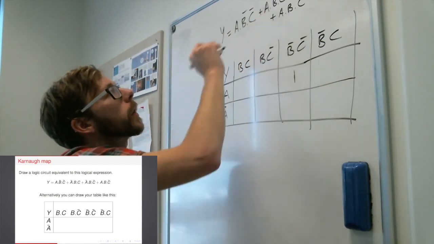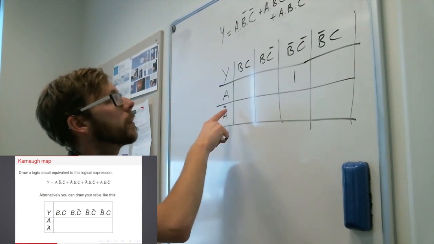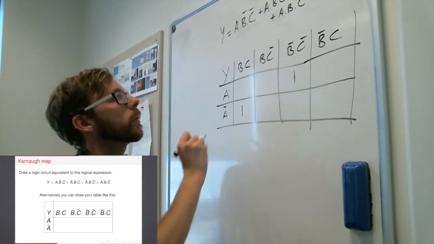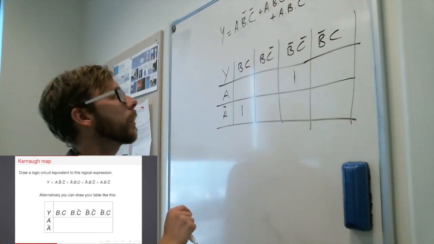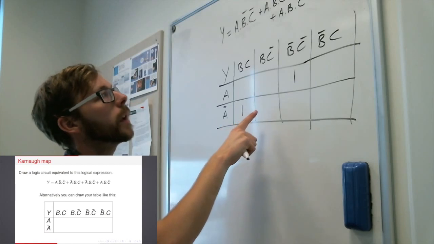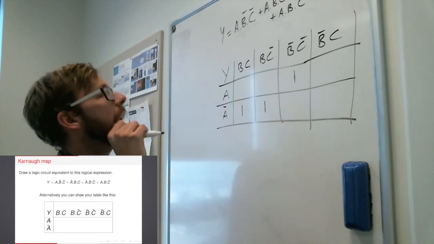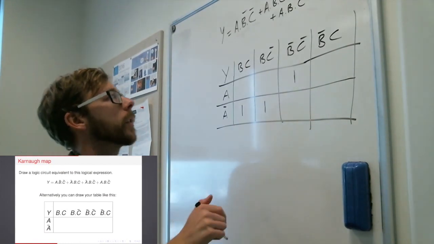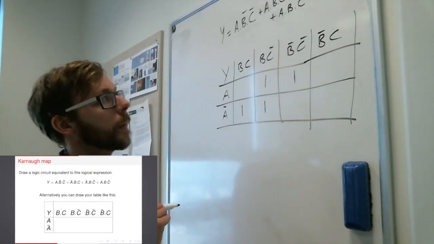Right? Not A, B, and C. That corresponds to that term there. Not A, B, and not C. Not A down the bottom. B and not C corresponds to that one there. And then A and B and not C, that corresponds to that term there.